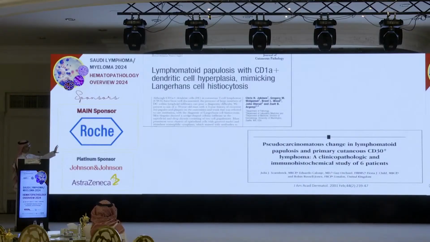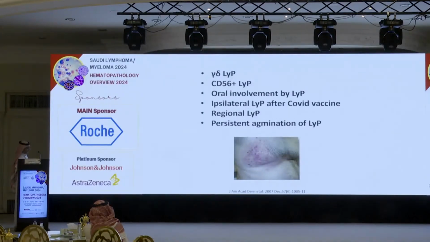So you mainly see pseudoepitheliomatous hyperplasia. You may think this is squamous carcinoma, then a few atypical lymphocytes in the dermis. Then with the excision, you see the whole thing. Then there are the gamma delta LYP, oral involvement, and this one, persistent agminated LYP. I have seen one case like this.